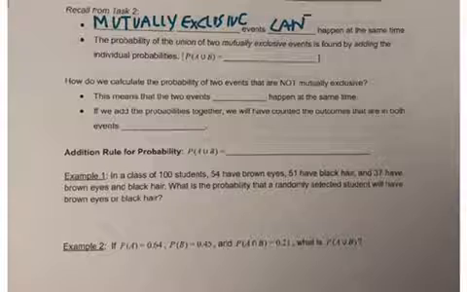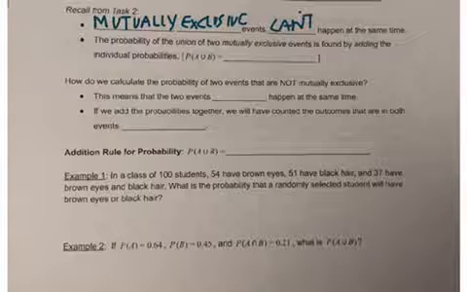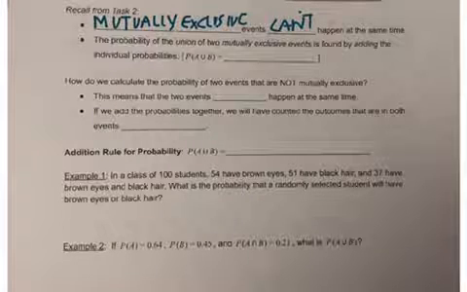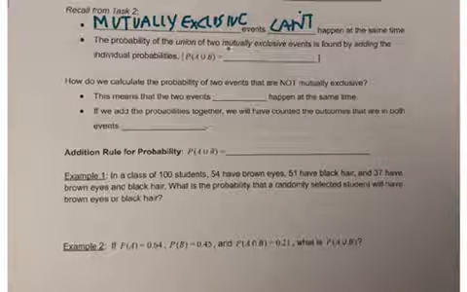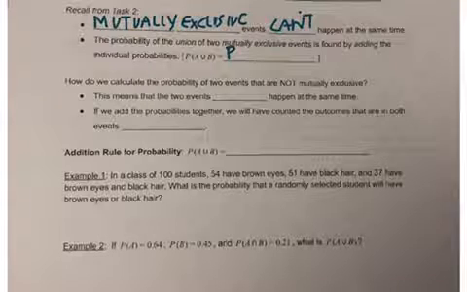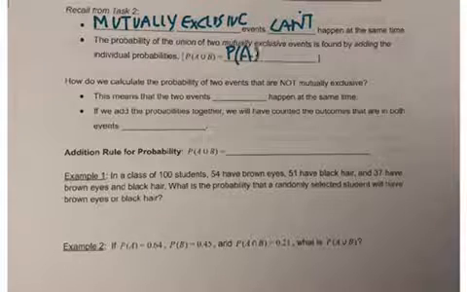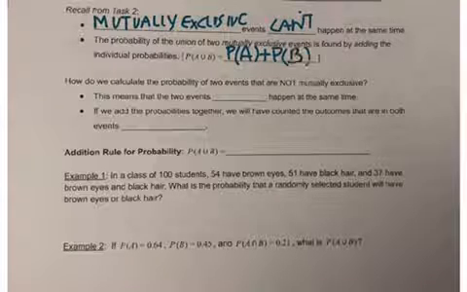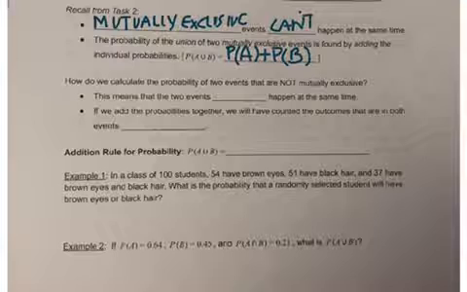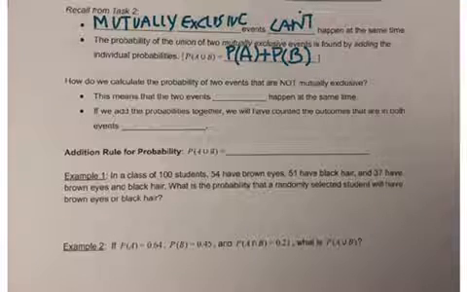can't happen at the same time. And the probability of the union of two mutually exclusive events is found by adding the individual probabilities. So the probability of A union B for mutually exclusive events is simply the probability of A plus the probability of B. So that's what we learned in Task 2.